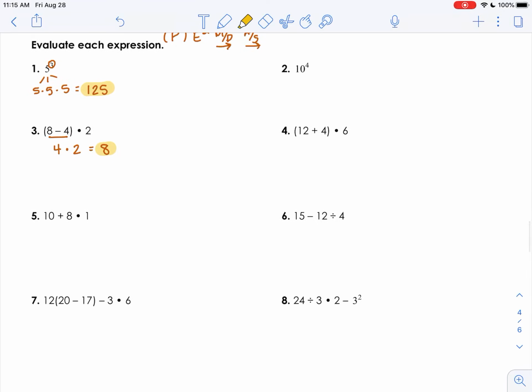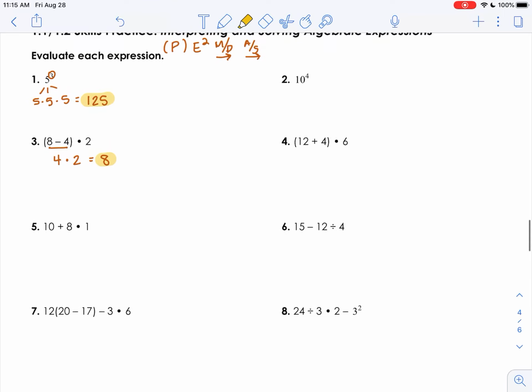Looking at number 5, I have 10 plus 8 times 1. There are no parentheses and there are no exponents, so the next step I'm going to do is multiplication and division. That means I'm going to multiply 8 times 1, which is 8. Everything else is going to drop down. 10 plus 8 is 18.